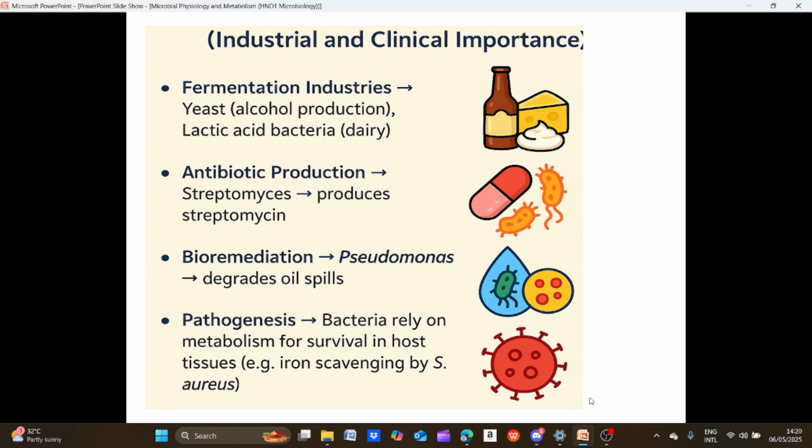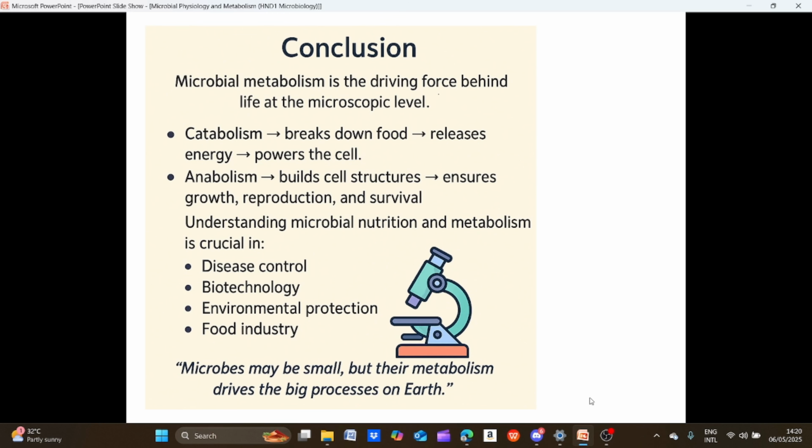Then they are also very useful in pathogenesis. Pathogenesis is the set of processes whereby a microorganism causes infection in its host. So bacteria rely on metabolism for survival in the host as well as in tissue. And an example of this is iron scavenging by Staphylococcus aureus. So this is very, very important.